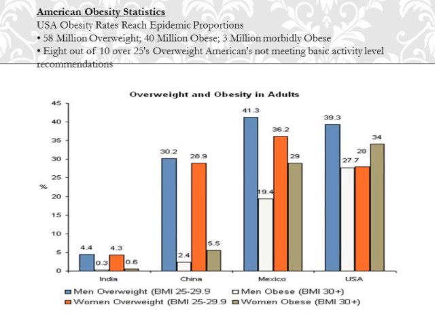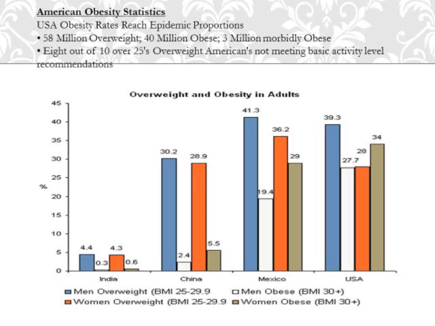American obesity stats. USA obesity rates reach epidemic proportions. 58 million overweight, 40 million obese, 3 million morbidly obese, 8 out of 10 overweight Americans over 25 not meeting basic activity level recommendations.